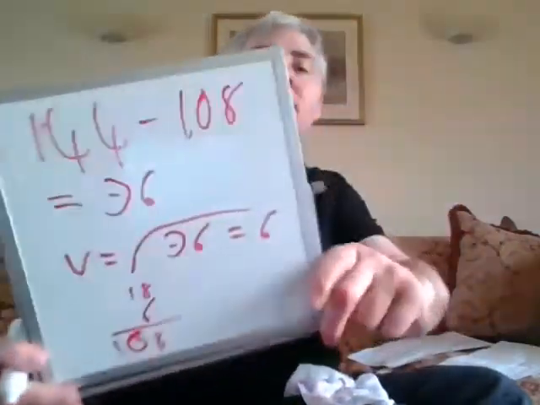Six times 18, just very quickly. 6 times 18 gives you 108.